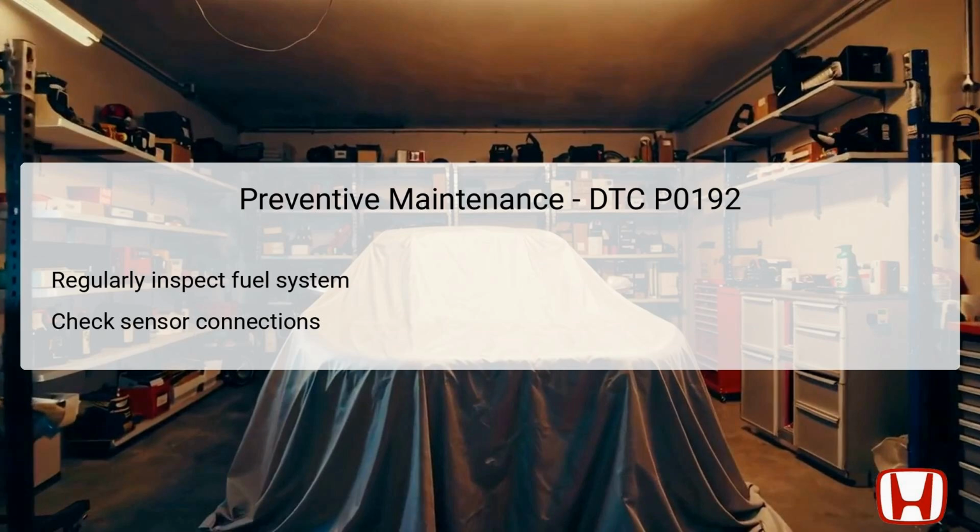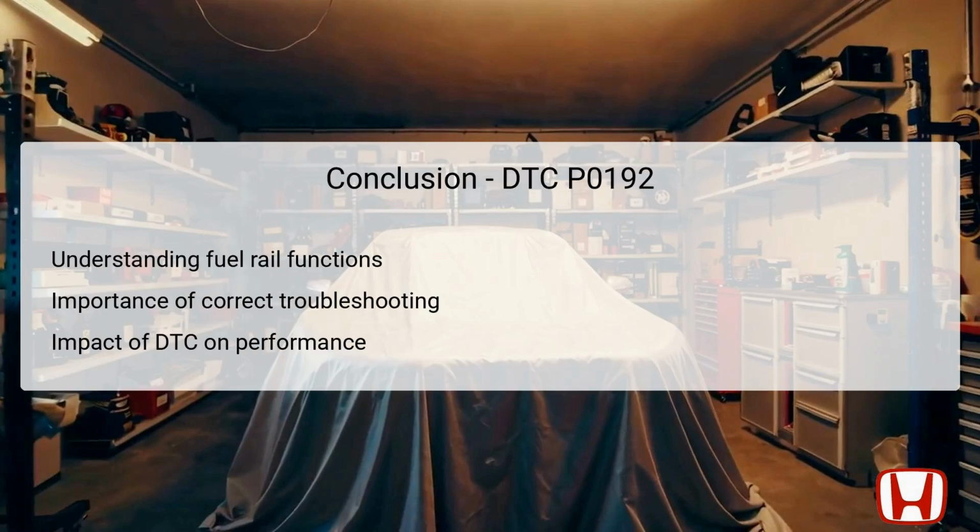Additionally, performing regular maintenance on the PCM software can enhance vehicle performance and prevent misreadings or confusion triggered by outdated programming. By implementing these preventative measures, vehicle owners can prolong the life of their fuel system components and maintain optimal engine performance. In conclusion, DTC P0192 serves as a critical alert regarding the fuel rail pressure sensor's functionality within the Honda Accord 2012 to 2017 models.